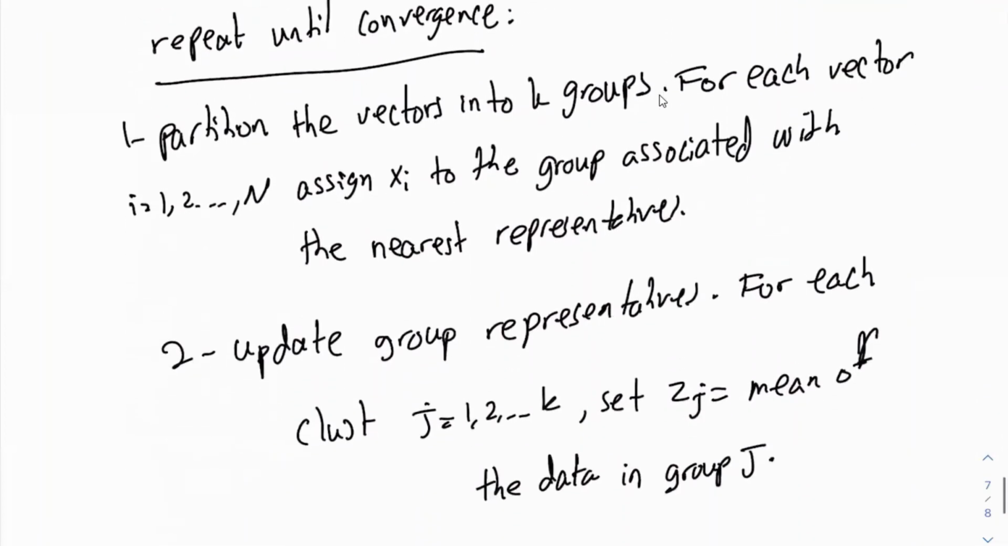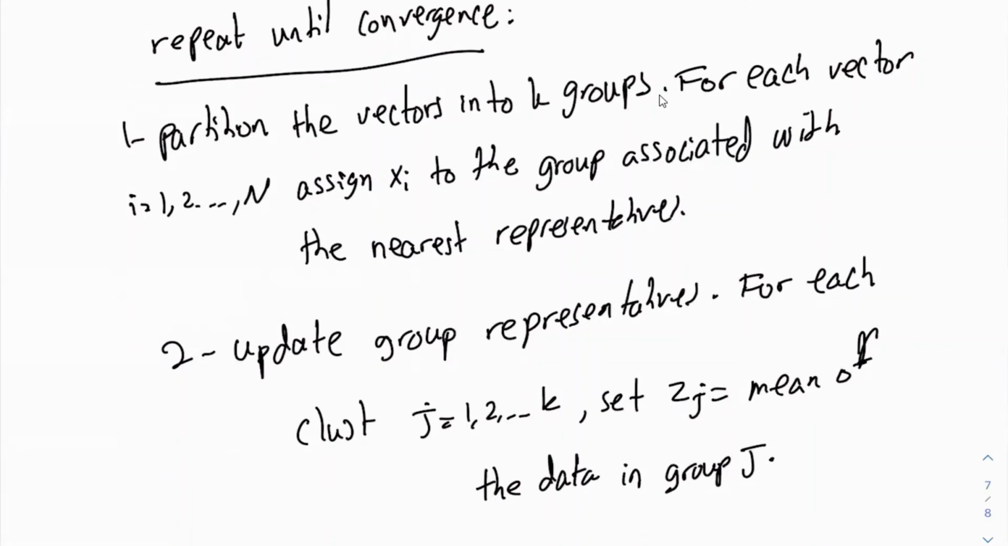Then you repeat this until convergence, which we talked about: until the cost function doesn't decrease anymore, or the difference between the cost function at the current iteration and the next iteration is less than some small epsilon. Let's say 10 to the negative 5, something like that. So you repeat these two steps until convergence.